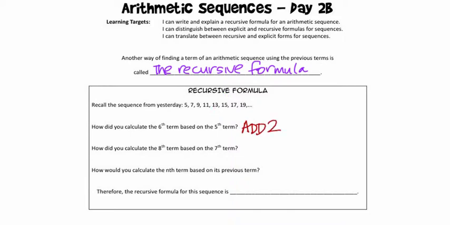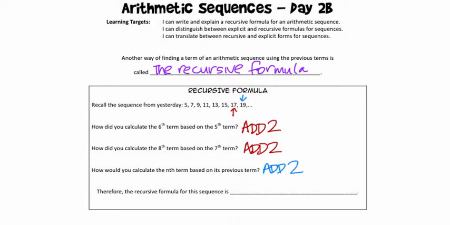Now, how about the eighth term from the seventh term? So from 17 to 19, we would also just add 2. So in general, how can you calculate the nth term? So any term. How could we calculate the nth term based on its previous term? Well, we just add 2.